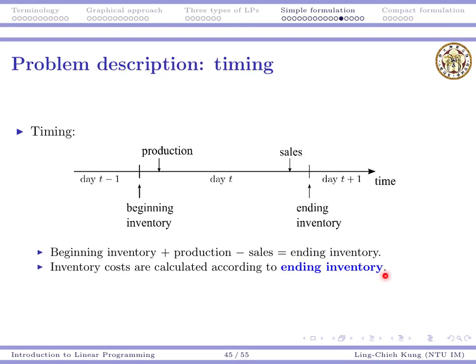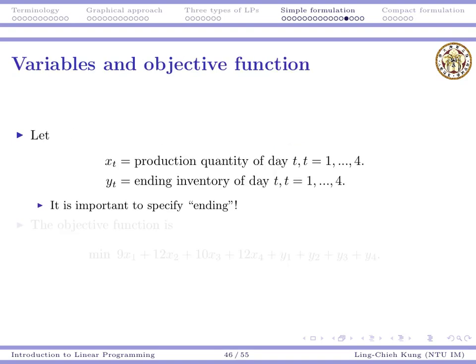Okay. One additional thing is that in each day, you may produce everything you need for that day. Okay. You have the option to ignore inventory. Okay. You may just produce and then sell because production occurs before sales. If you first sell and then produce, then that's a different story. But anyway, let's consider this situation here. Okay, so let's make a definition and then do the formulation.